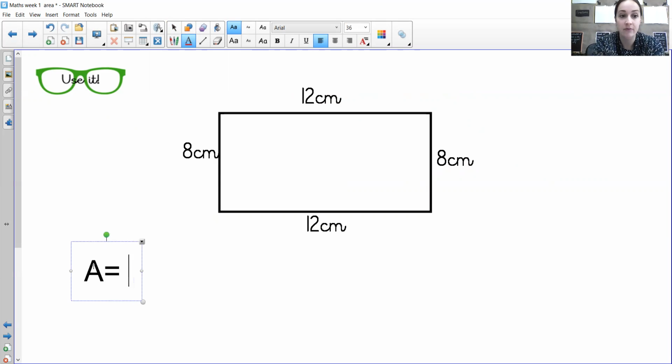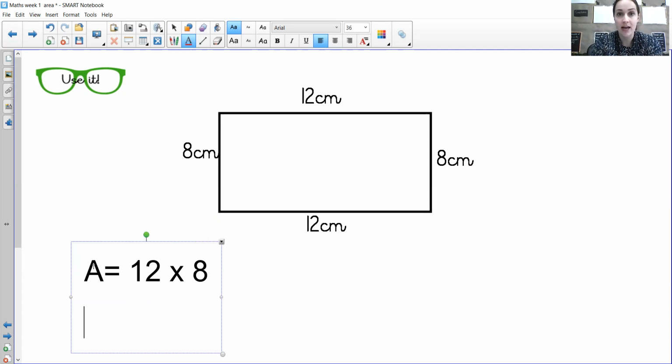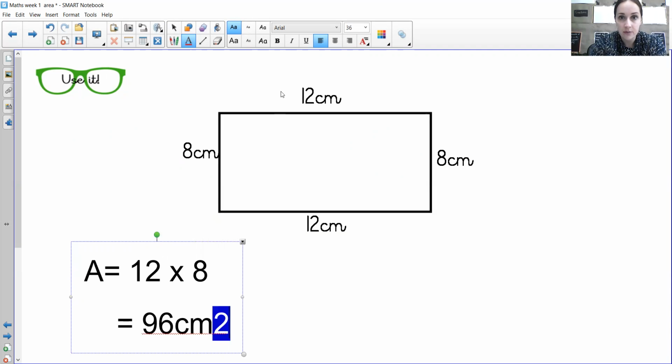So I'm going to put A for area, and to work out area, we need the length and the width. So I've got 12 and 8, and we do which operation? We times, okay? Because that's the length times the width, and that gives us all that space in the middle. So 12 times 8 is 96. 96 what? Centimetres squared.